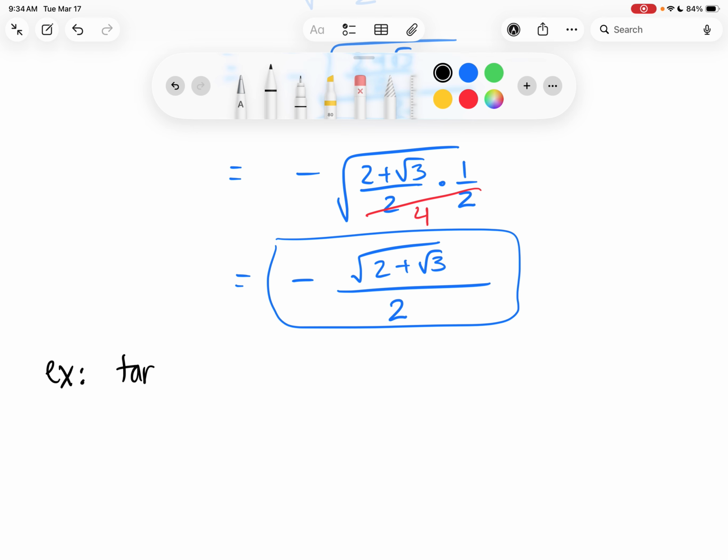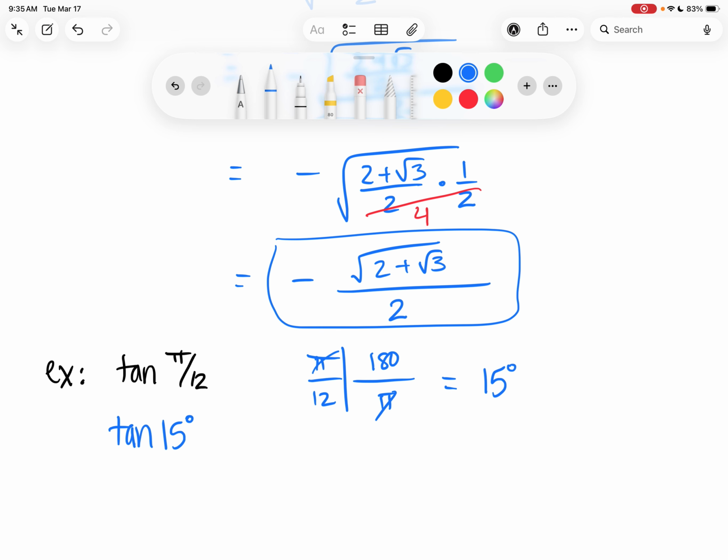Example, tangent of pi over 12. So with these, anytime I have a radian value, I would convert them to degrees first. Because it's going to make it easier for you to understand. So pi over 12 times 180 over pi. And that's going to end up being 15 degrees. So I'm looking at the tangent of 15 degrees.